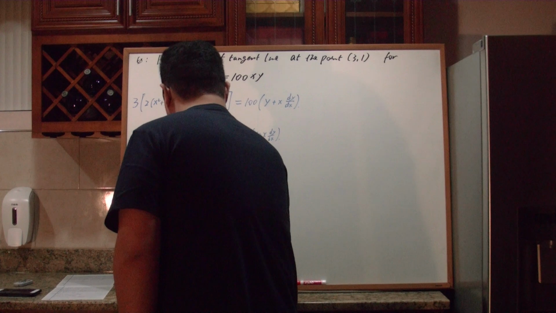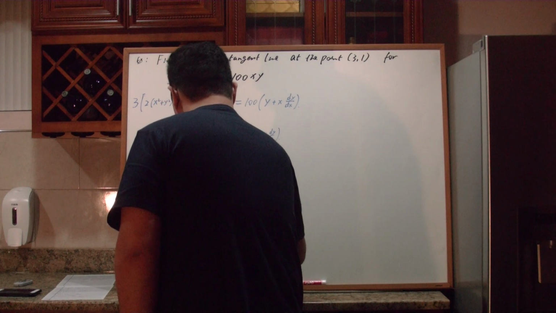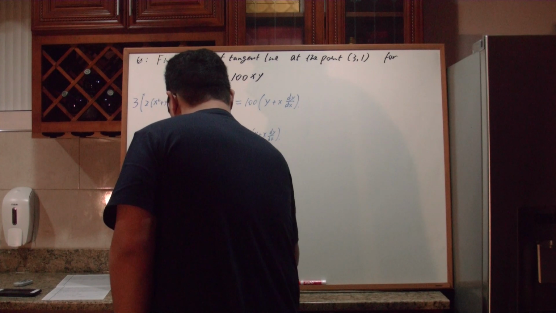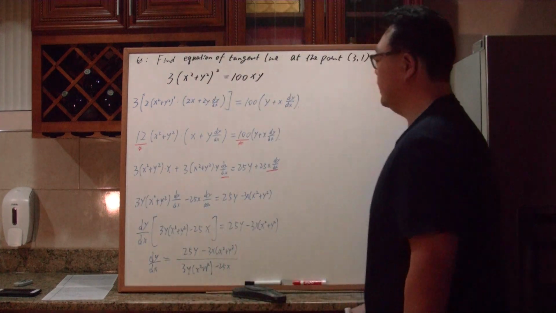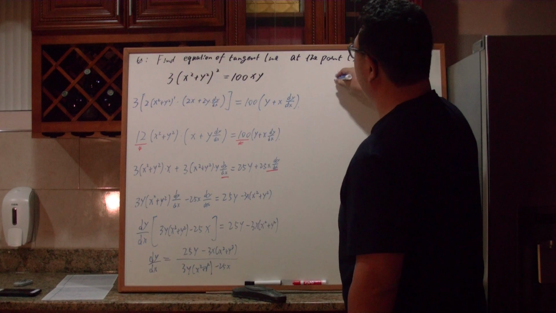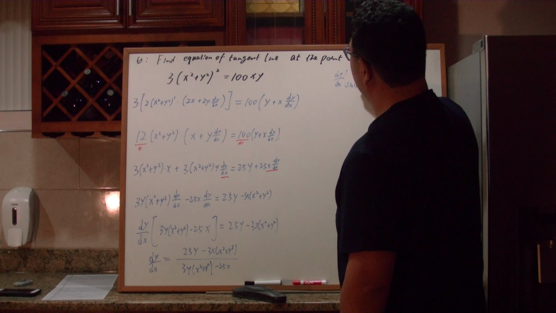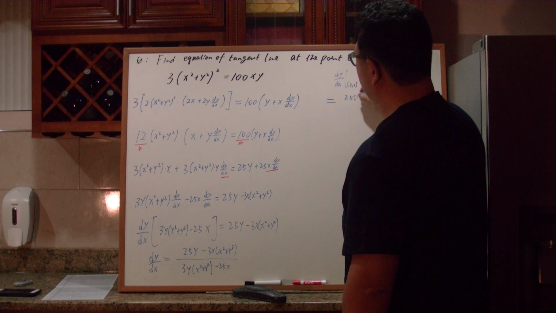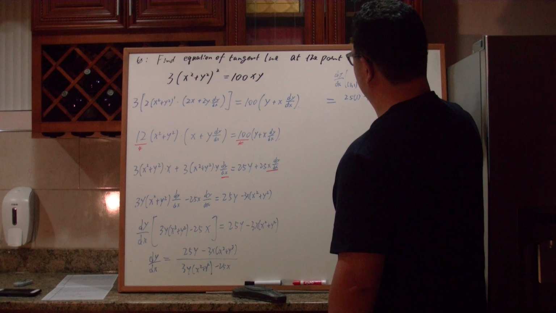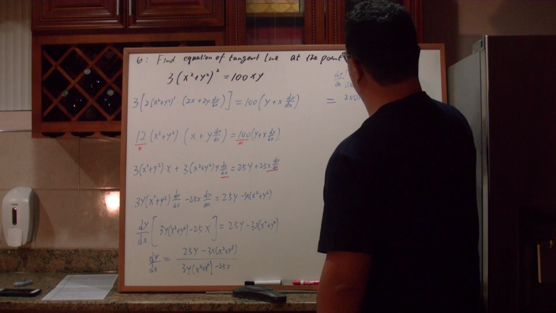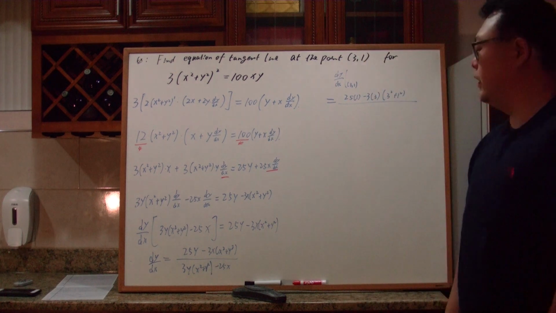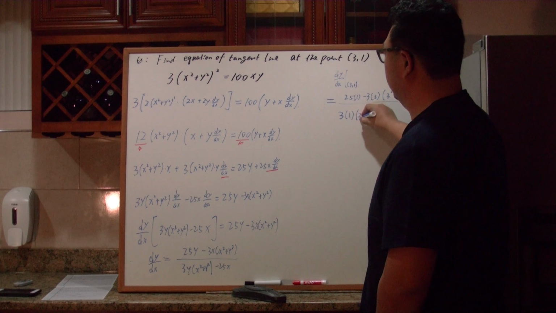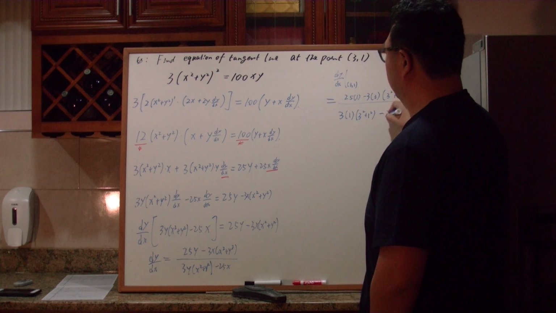dy dx is (25y minus 3x times (x squared plus y squared)) over (3y times (x squared plus y squared) minus 25x). Right, that's a long expression, then we could evaluate dy dx at the point 3, 1. X is 3, y is 1, so 25y minus 3 times 3 times (3 squared plus 1 squared). That's still very long, and maybe we can make mistakes. Over 3y times (3 squared plus 1 squared) minus 25x.